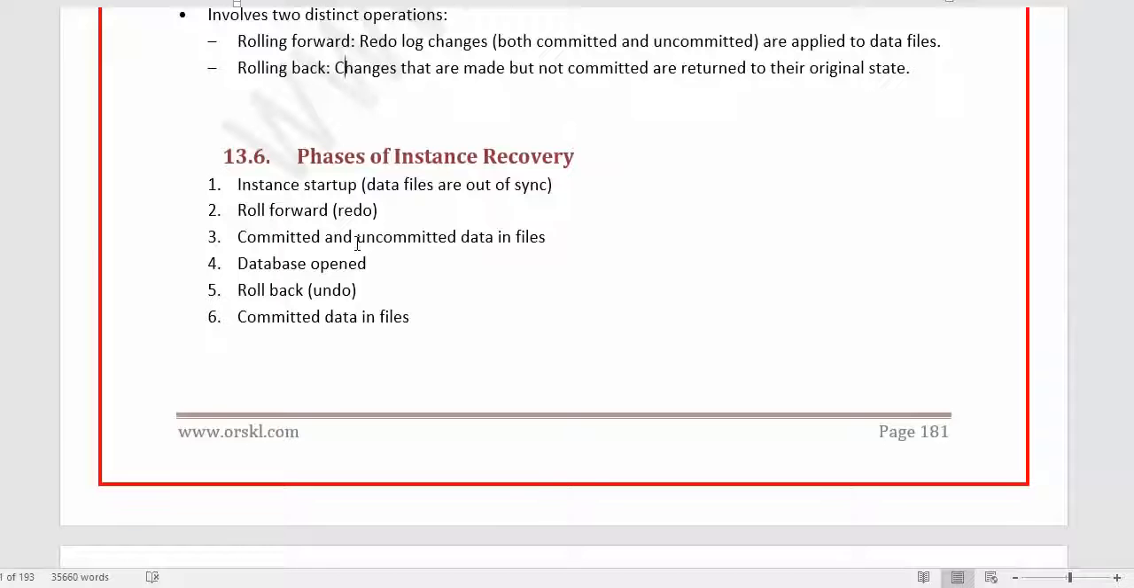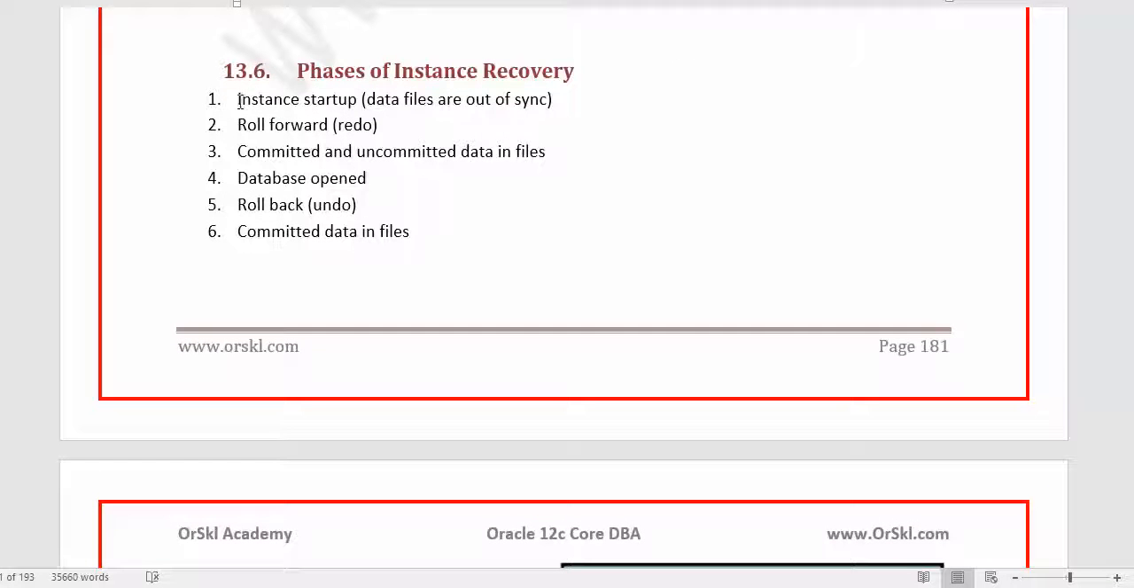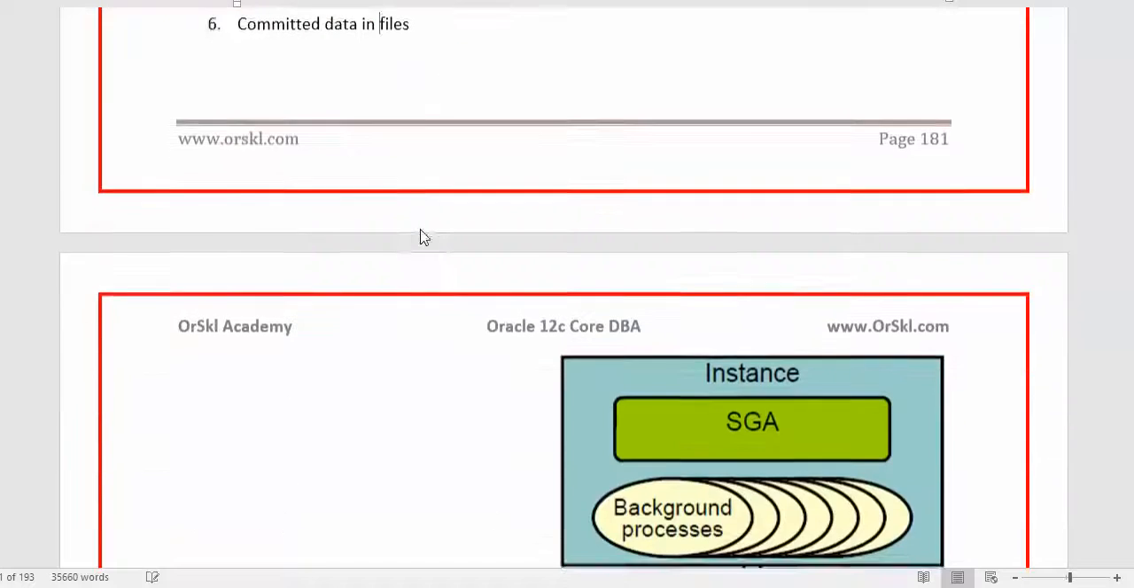The phase of instance recovery is, whenever it performs a startup, from the redo information it will perform all the transactions that were executed. That is what is called roll forward, and all committed and uncommitted transactions will be applied. Then the database will open, and out of the undo, only committed transactions will be there in the data file; uncommitted transactions will be rolled back. That is what it does.